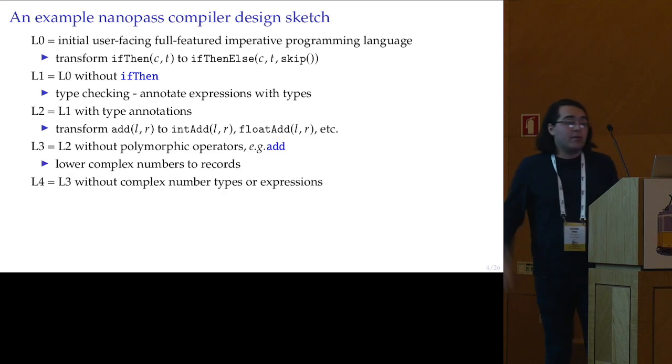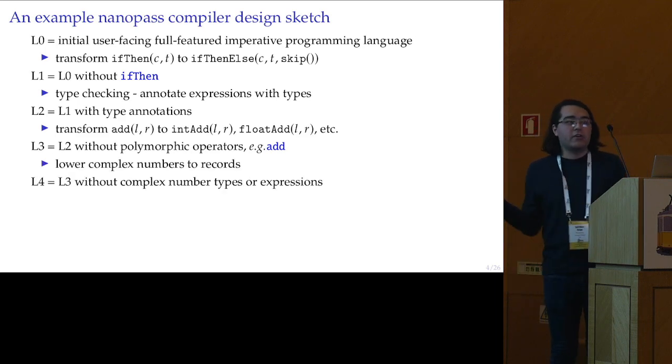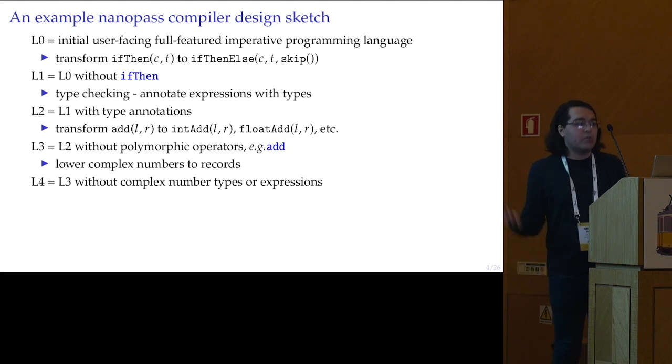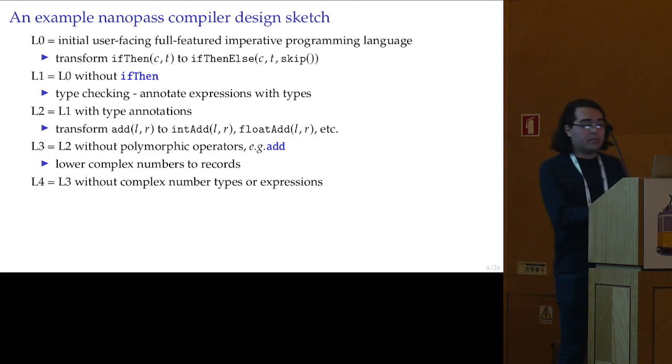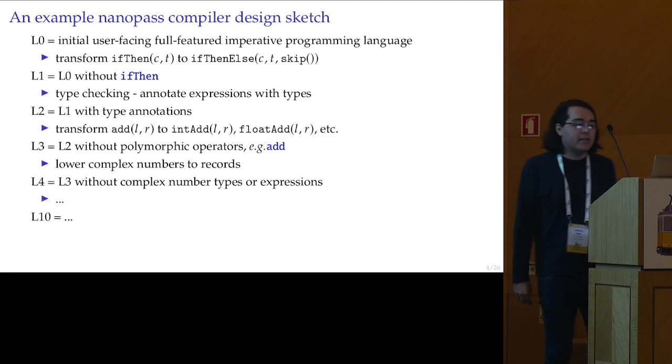Maybe then you're going to get rid of complex numbers because your language has records and your backend can deal with those. You don't want to have to deal with complex numbers. So you could lower those in another pass. And L4 would again be like L3 with some stuff removed. You keep on having a bunch of passes like this, of this nature.